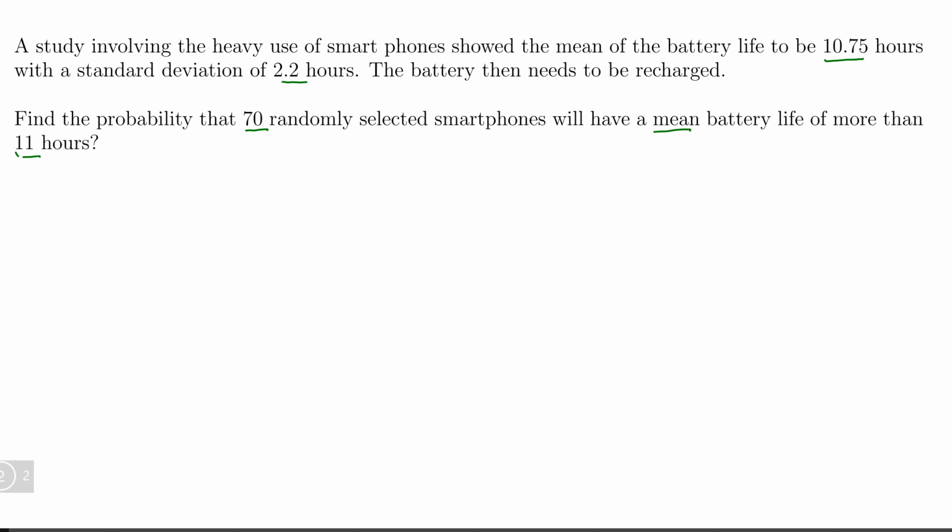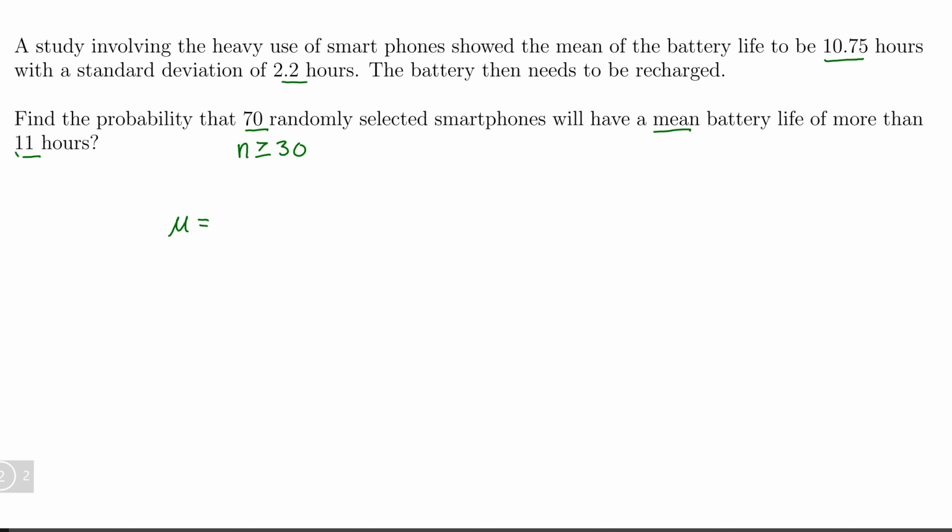Again, since we're looking for the average to be more than 11 hours, this is a probability in the sample mean distribution. So we first have to verify that the sample mean distribution is normally distributed. It doesn't say anywhere that the battery life of these smartphones is normally distributed. However, because we're looking for the average of 70, we know that n is greater than or equal to 30. n is 70 in this case. So the x bar distribution is normal, and we can proceed the exact same way we did before.